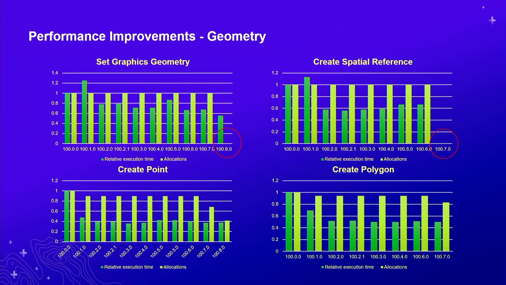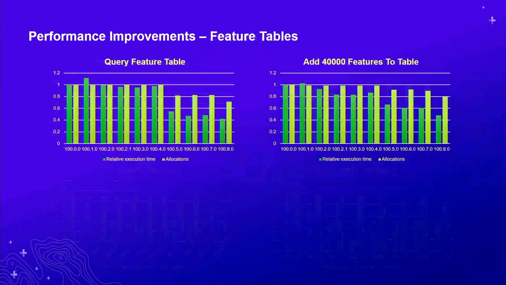Here's another example of querying feature tables, querying lots and lots of features. Again, we reduced memory and increased performance by a good 60%. Adding 40,000 features was kind of extreme, but not uncommon. Again, we have made this about twice as fast, and the memory consumption is going down as well.